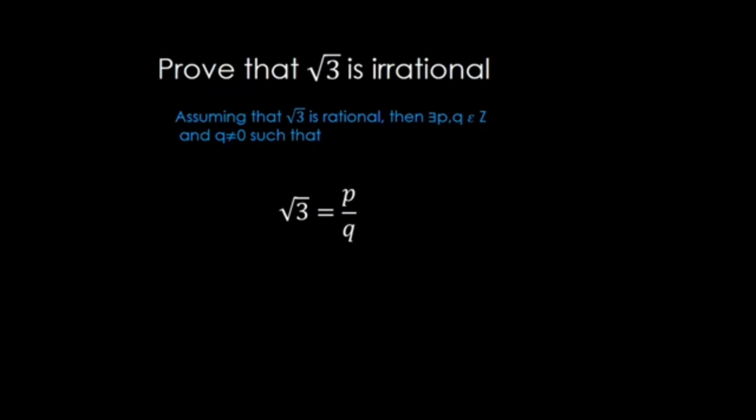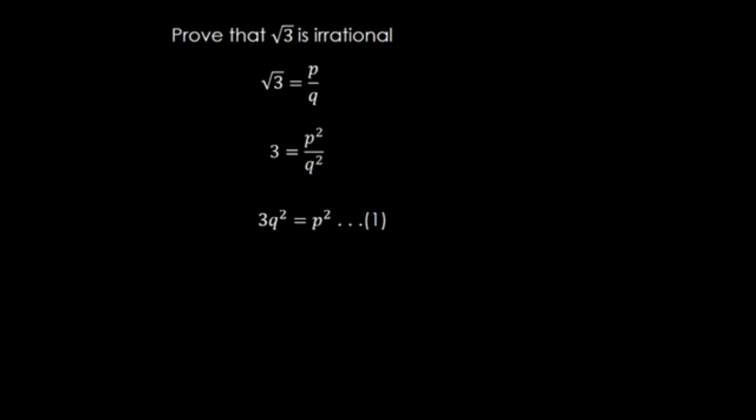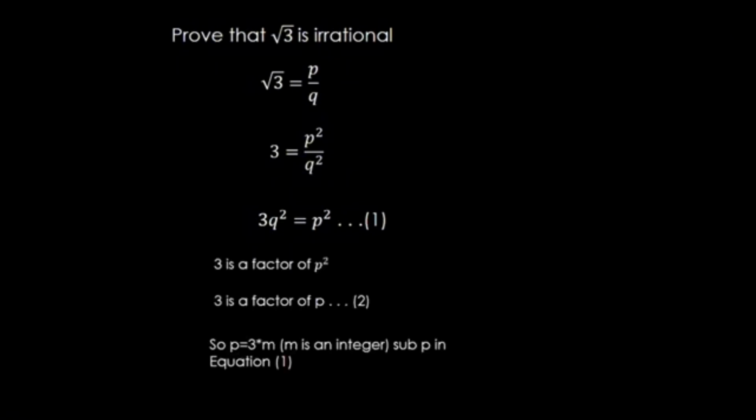That is, it will remain like this. Okay, further simplifying this, we are going to have what? 3q squared is equal to p squared. Proceeding with this, we can from here conclude that 3 is a factor of p squared. Therefore, 3 is a factor of p from here. Okay. So, p is equal to 3m, m being an integer.